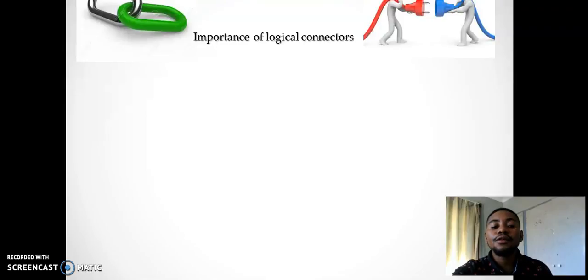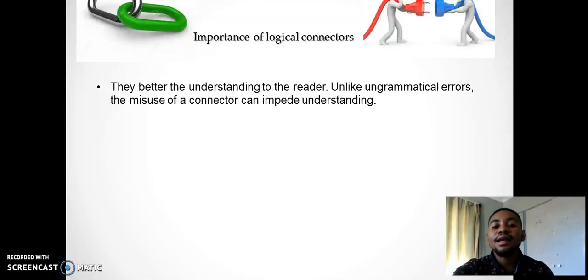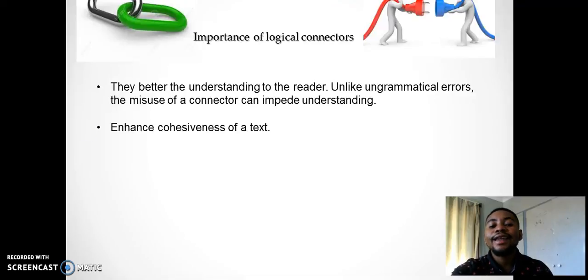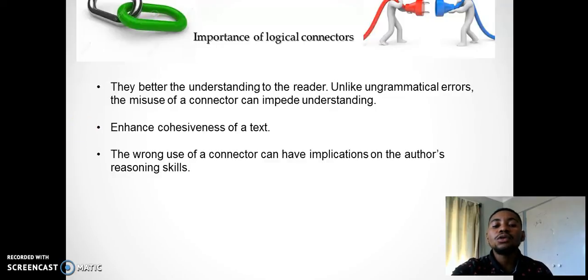We go on to the importance of logical connectors. They better the understanding of the reader. Unlike grammatical errors, the misuse of a connector can impede understanding. They enhance cohesiveness of a text. They maintain a text as being coherent. There is flow of information. The wrong use of a connector can have implications on the author's reasoning skills.